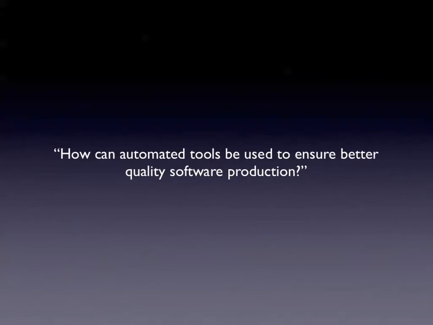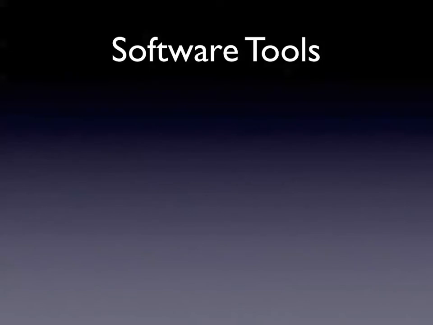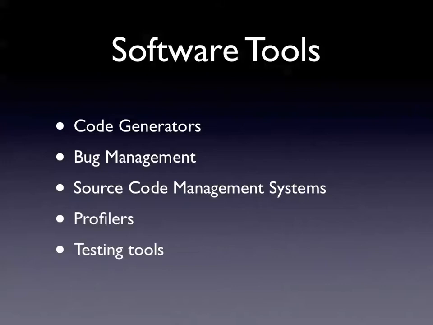The question we're going to be asking throughout this presentation and answering is, how can automated tools be used to ensure better quality software production? The 5 main areas of software automation tools and techniques we are going to be looking at are code generators, bug management, source code management systems, profilers, and testing tools.